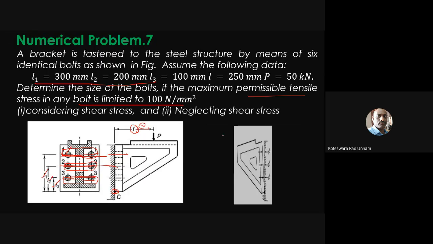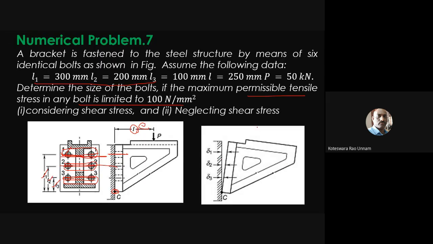You can clearly see that if it is in a tilted position, this is the free body diagram. Delta 1 is more when compared to delta 2 and delta 3. Therefore, this first set of bolts will be subjected to the maximum tensile load. From this you can understand that point.